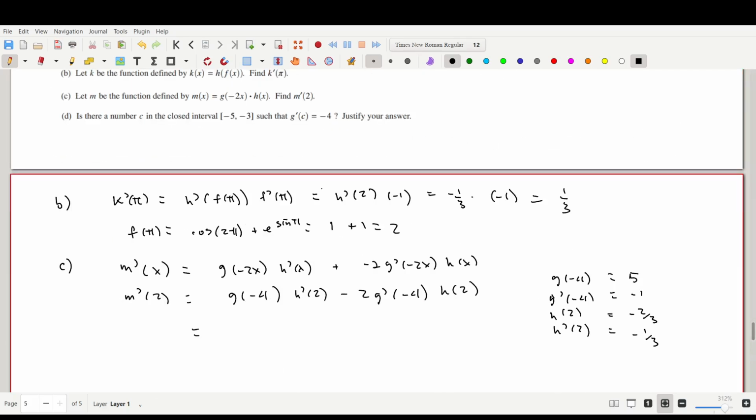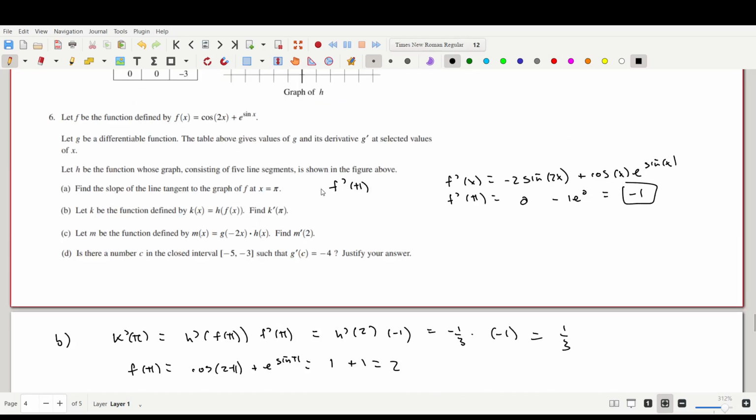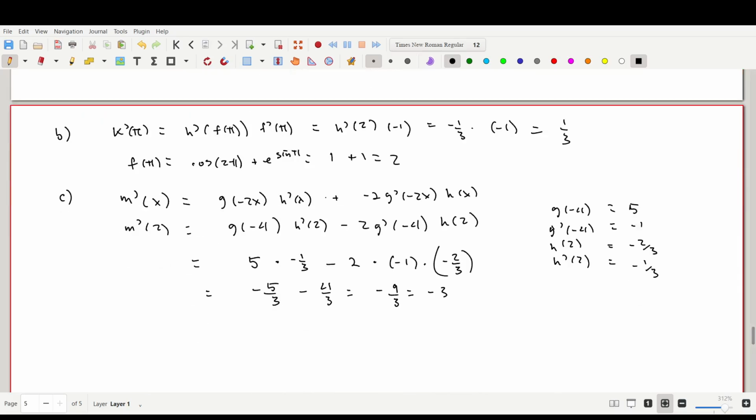Okay. And so that's 5 times negative a third minus 2 times negative 1 times negative 2/3. It seems so wrong. Negative 5/3, triple negative, wow, minus 4/3. So negative 9/3, which is negative 3? Yuck. Okay, I'll go with it.